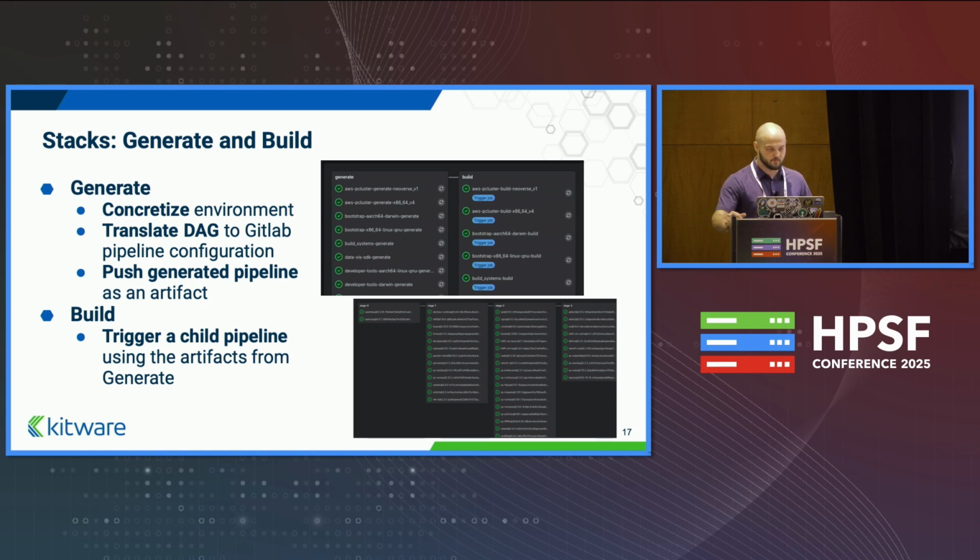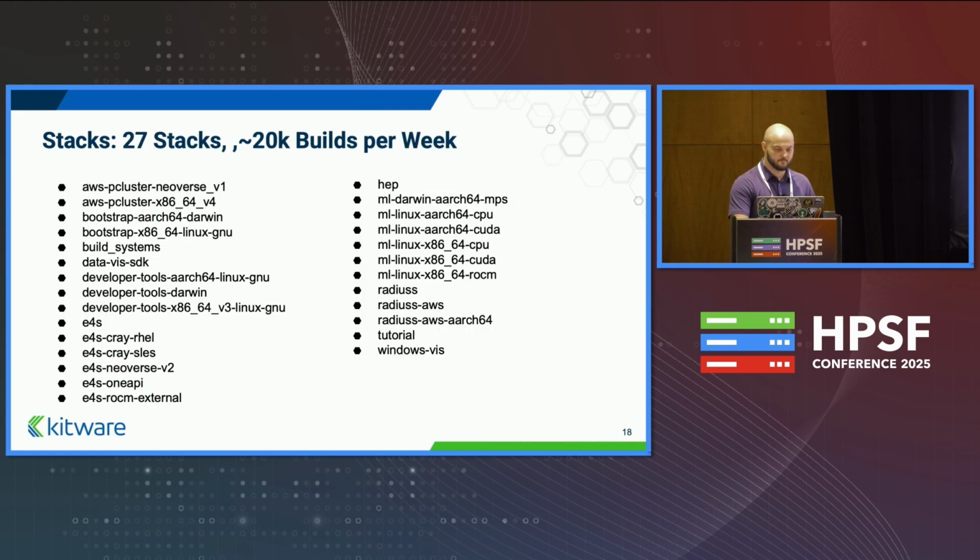So we wanted to bring these stacks into Spack and sort of keep them close to the code that's changing. And so we came up with a new module in Spack called Spack CI, which split into generate and build phases. So generate will concretize an environment that defines the stack, translate the DAG of the concretized environment to a pipeline, and push that as an artifact, which gets picked up by a trigger job for build, which spawns all of the builds in CI. So this is pretty cool.